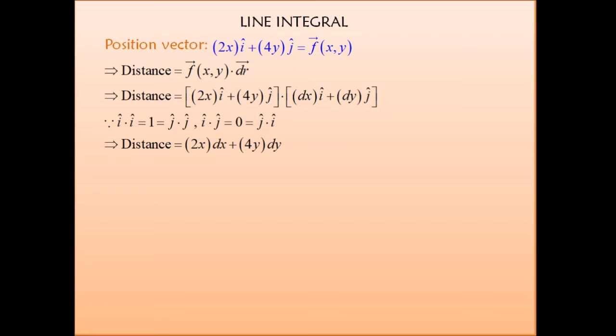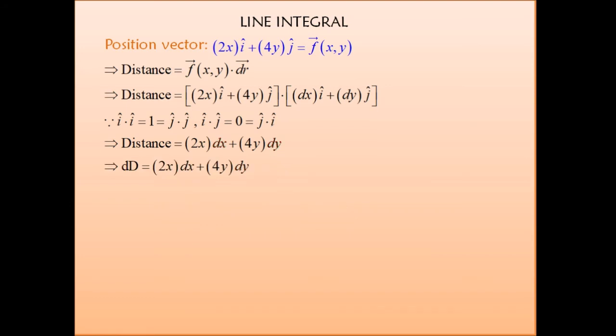Now, if you put your attention towards this distance, then you will find out that this is actually a partial distance, which we will represent as dt. Why is this a partial distance? Because of the presence of these partial terms, which are dx and dy. So now we are going to write dt equals 2x dx plus 4y dy.